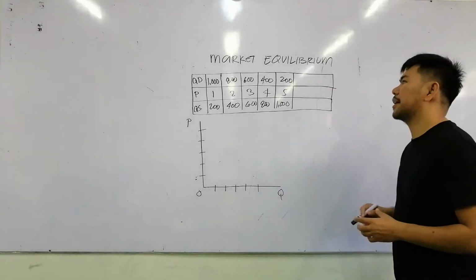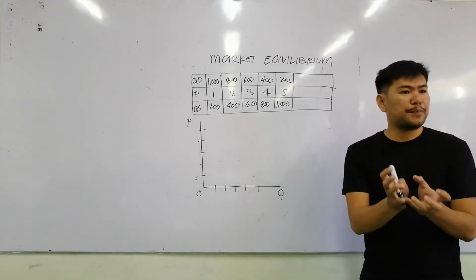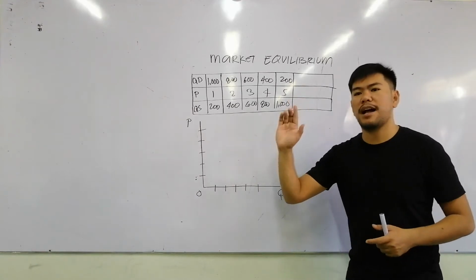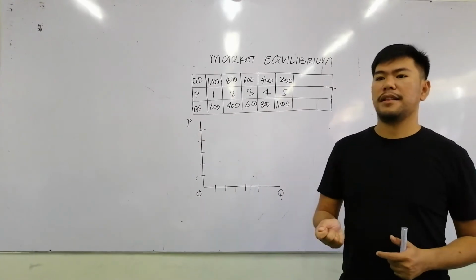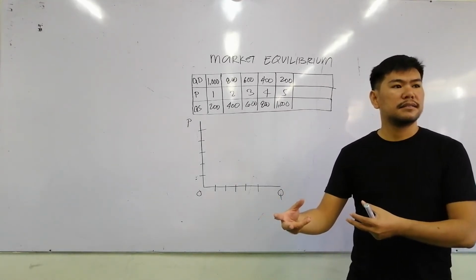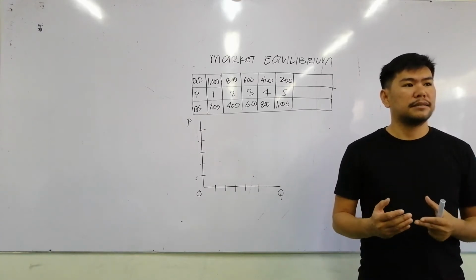So let's discuss market equilibrium. We're going to merge supply and demand here to determine the price. Does anyone here know how the price in the market is determined? Is it the seller or the buyer? It's actually the interaction between supply and demand.